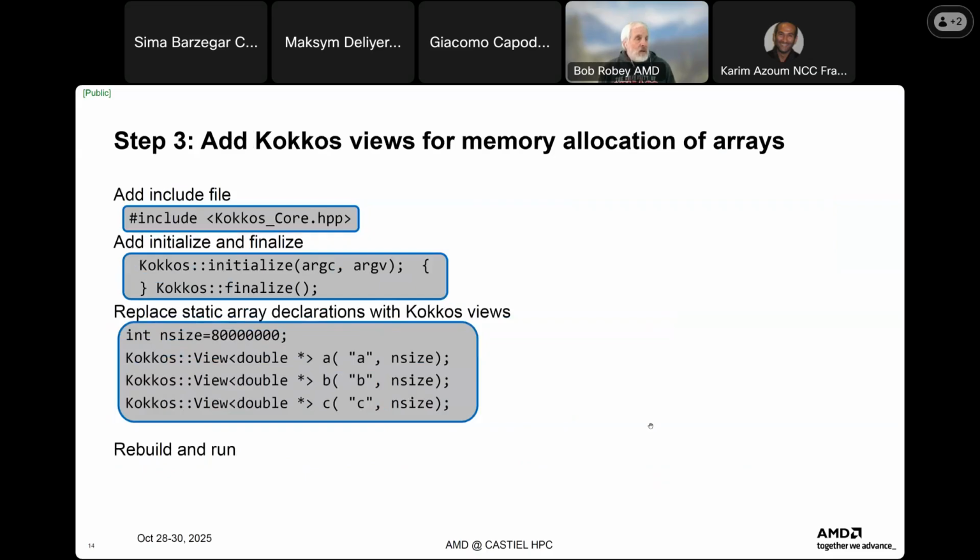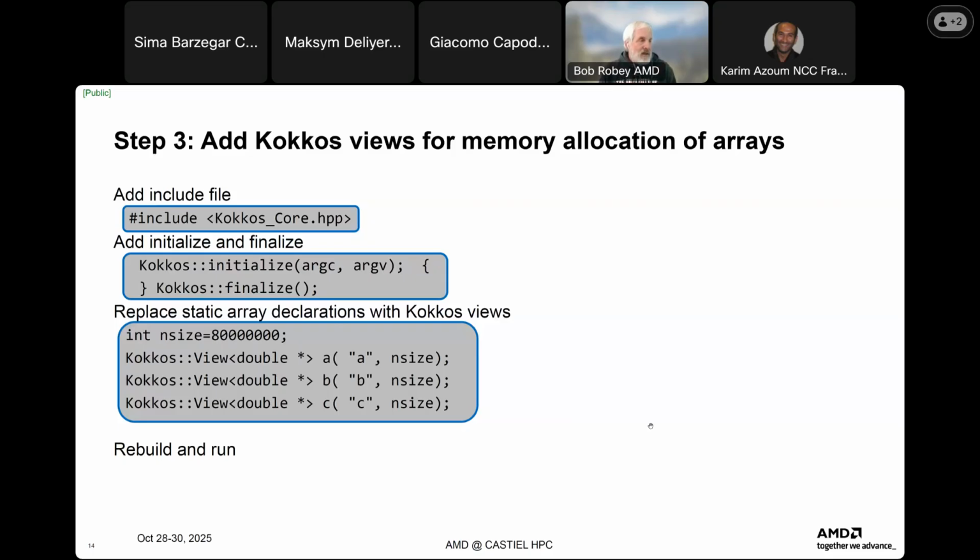So we add this include file at the top of our source code, and then we add this initialize and finalize. And this is a scoped pair. So you see the braces at the start and the end. If you don't have the braces, you're going to get some errors at the finalize of things not being deallocated properly.